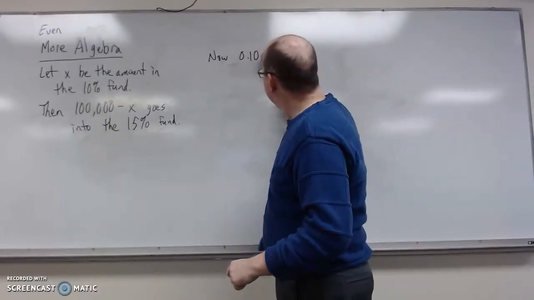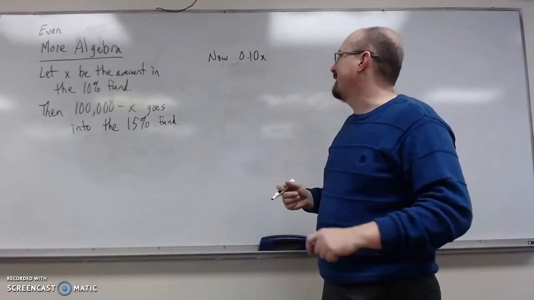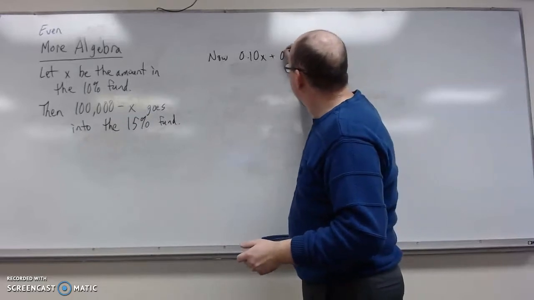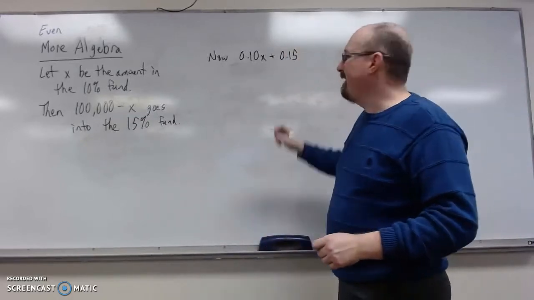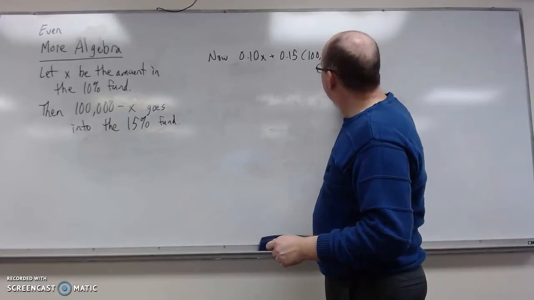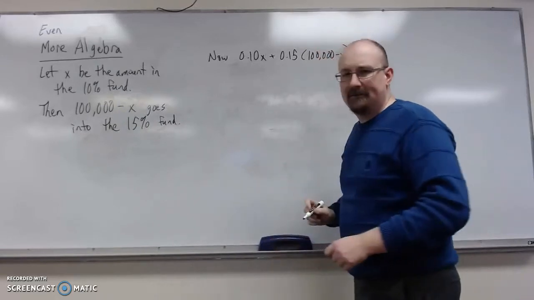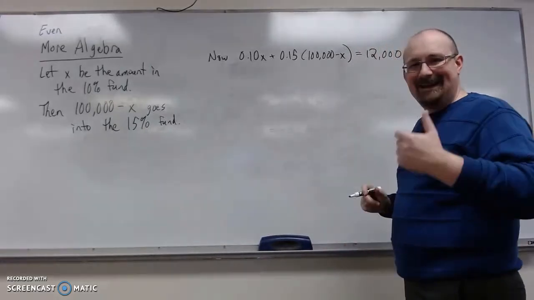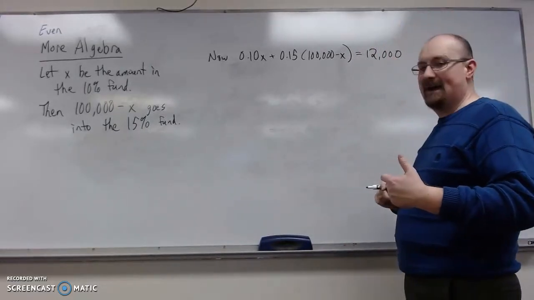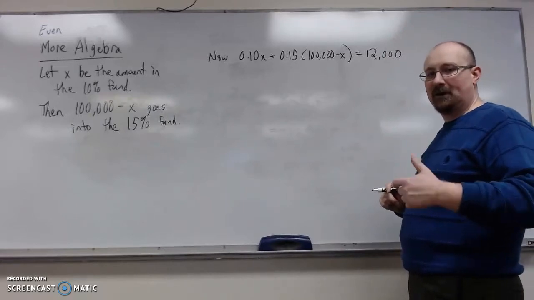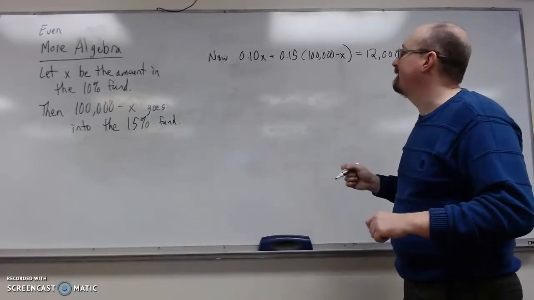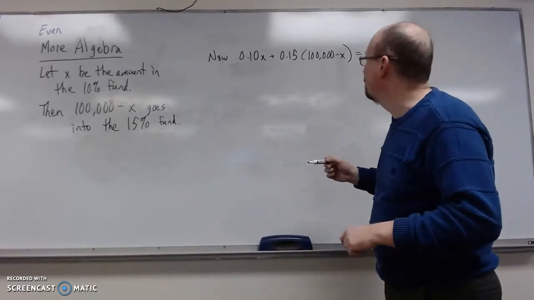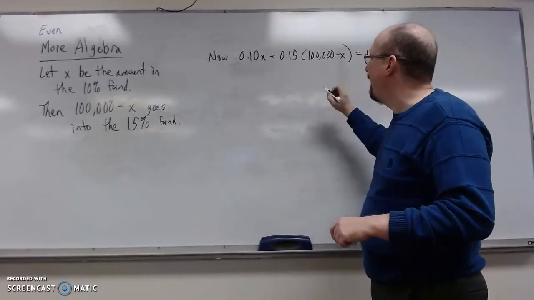So we have 0.10x. That's how much money Joe gets out of his X dollars in the 10% fund, plus 0.15 times the rest of his money, 100,000 minus X, and then that's got to equal $12,000. My head is obscuring the dollar figure. Hopefully, you'll process that. So now we just need to get X by itself. Now we're kind of back in the territory from our previous videos. I need to distribute the 0.15.